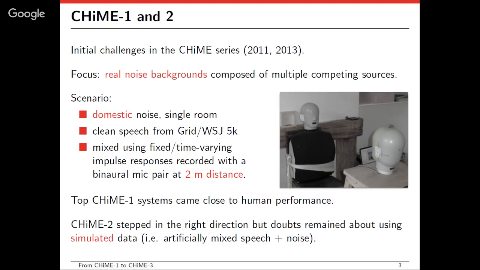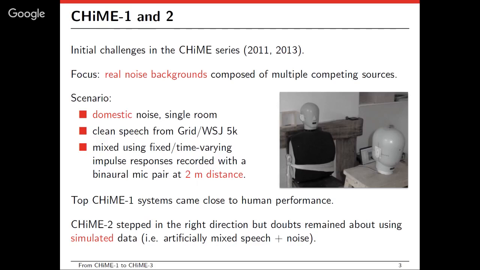So the CHiME series of challenges started in 2011, and there was a second one in 2013. For both CHiME 1 and CHiME 2, the focus was on real noise backgrounds composed of multiple competing sources. So this was a difference with previous robust ASR challenges, which were made of more simulated noise.